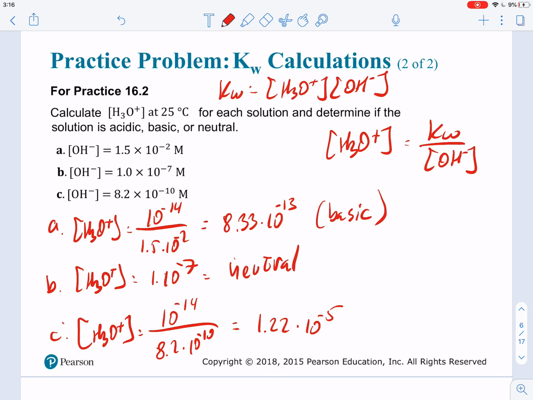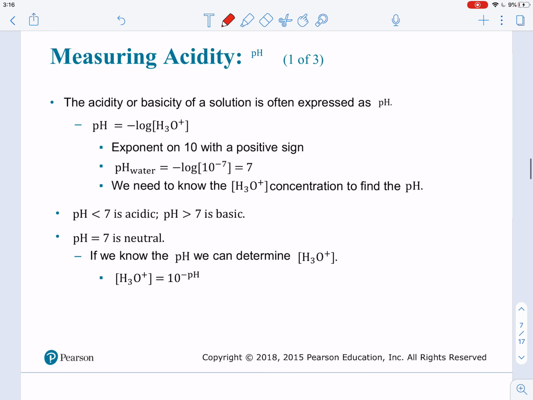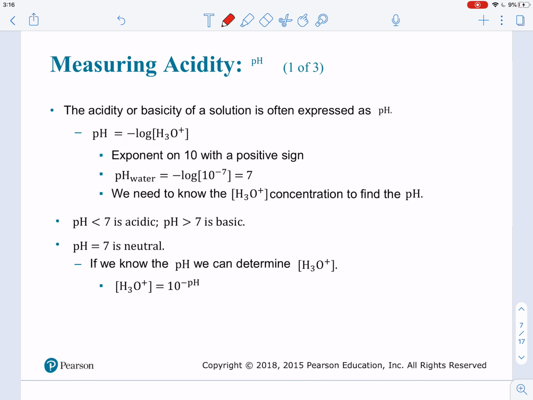Okay, in this case, this is an acidic solution. The concentration of H3O+ is larger than 10 to the negative 7. Okay? Now, in order to have an easier way to compare the acidity of different solutions, we use the pH scale.